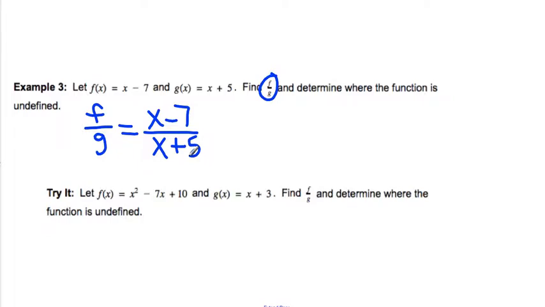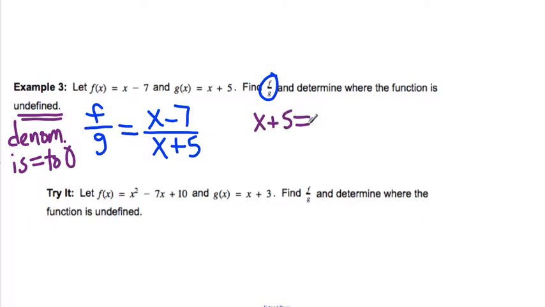Now, the other thing it's asking us for is when is it undefined? Well, it's going to be undefined when the denominator is equal to 0. Because remember, we can't divide by 0, ever. Not good. So what we're going to do is we're going to take this denominator, and we're going to say, okay, x plus 5, we can never have that equal to 0. Okay, that's just not going to work.